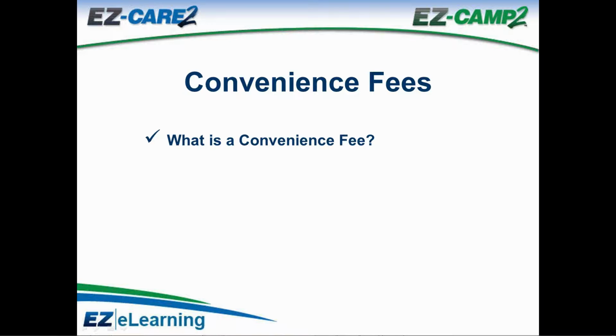So a convenience fee is an additional charge to your families for that quote-unquote convenience of using a particular method of payment. So for instance, $2 for the convenience of paying online with a credit card. Or in other words, a convenience fee allows you to pass along payment processing fees to your family.